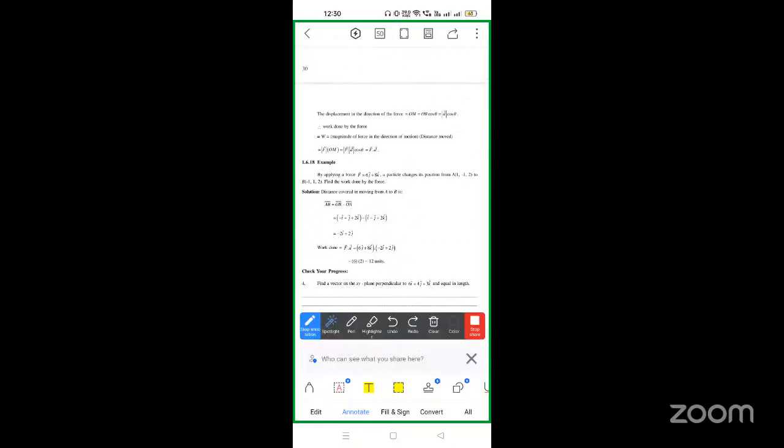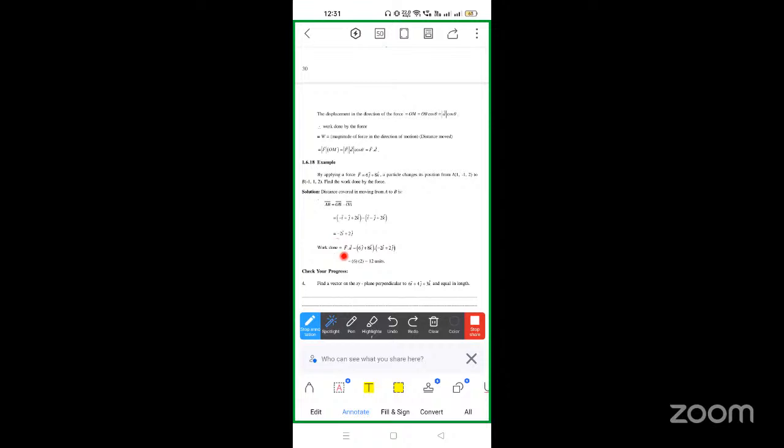Example. By applying force F = 6j + 8k, the particle changes its position from A(1, −1, 2) to B(−1, 1, 2). Find the work done by the force. The distance covered by the moving particle from A to B is AB = OB − OA. That is (−i + j + 2k) − (i − j + 2k), so that is −2i + 2j.